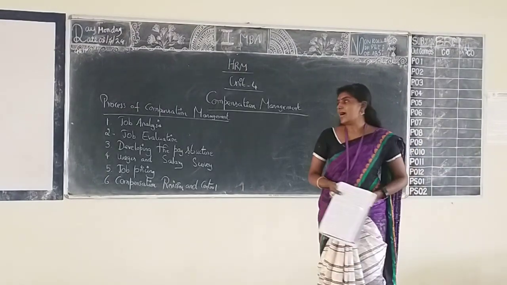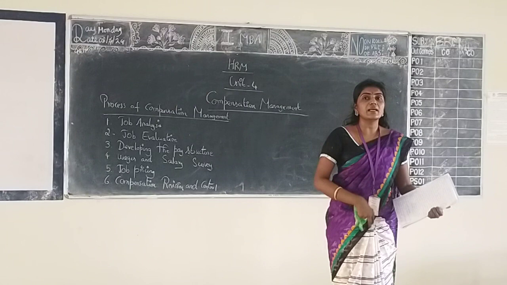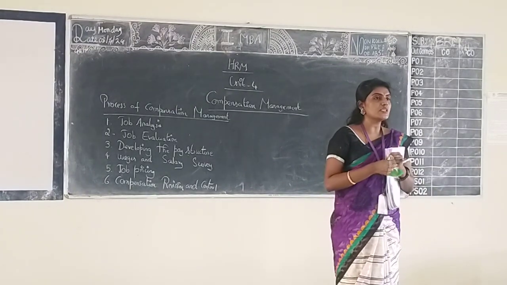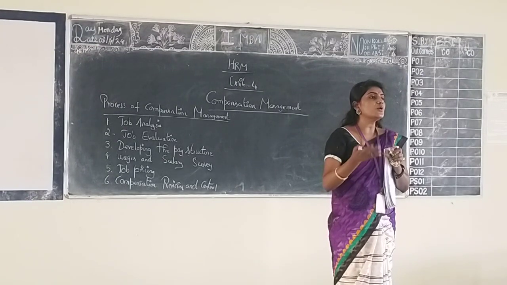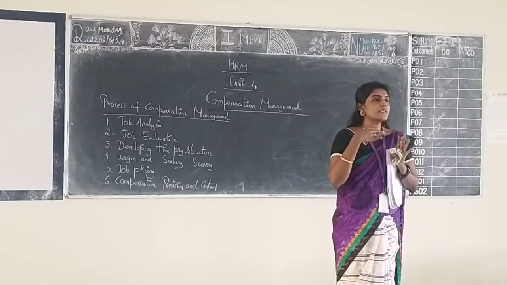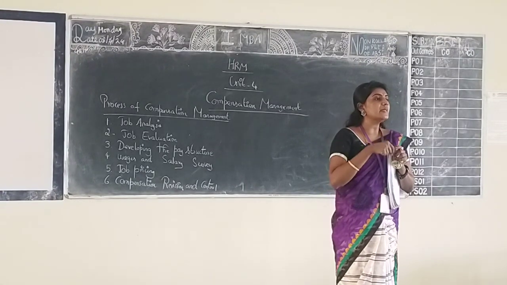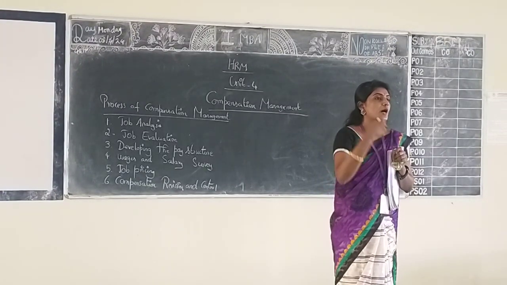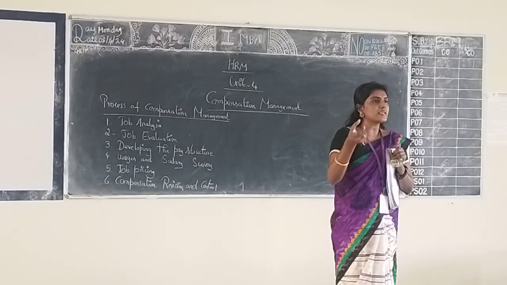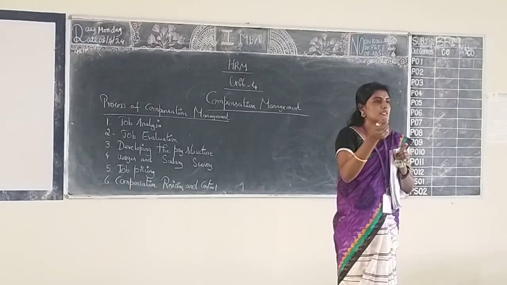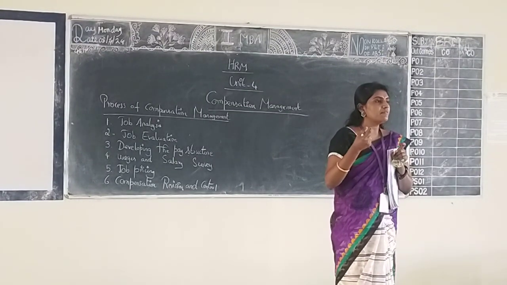Next, the last one is compensation revision and control. Based on the organizational goals and objectives, you have to revise it, and control means you give rewards based on the individual performance of the employee. You have to compensate each and every employee. That is what compensation means: the payment system, giving the wage and salary to each and every employee.